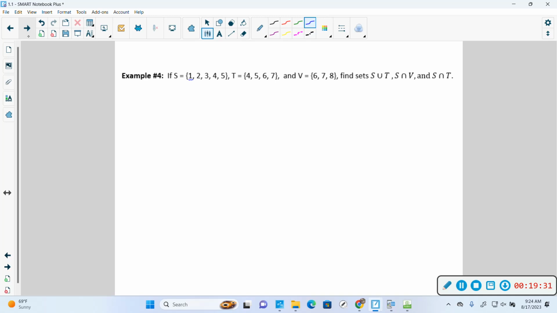All right, so you've got your sets there, different numbers, you've got your 3 different sets. Find the sets S union T, then intersection, and our last one, intersection. So let's start with S union T. Remember, union is "or." So I'm looking for numbers in S or T. What do you have for numbers in S or T? 1, 2, 3, 4, 5, 6, 7. You got it.